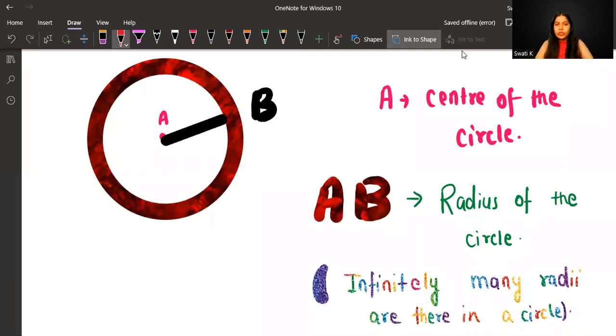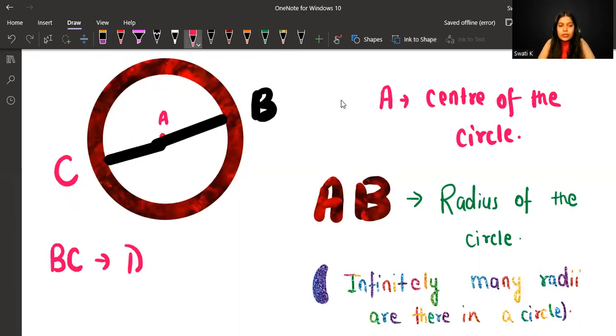I have drawn one radius here. I will draw another radius exactly opposite to this radius. So what will that become? First, let me draw exactly opposite to this. You can see this is another radius that I have drawn exactly opposite to AB. It does not look like a straight line, but imagine it's a straight line. So this is point C. Now this, BC, is called the diameter of the circle.